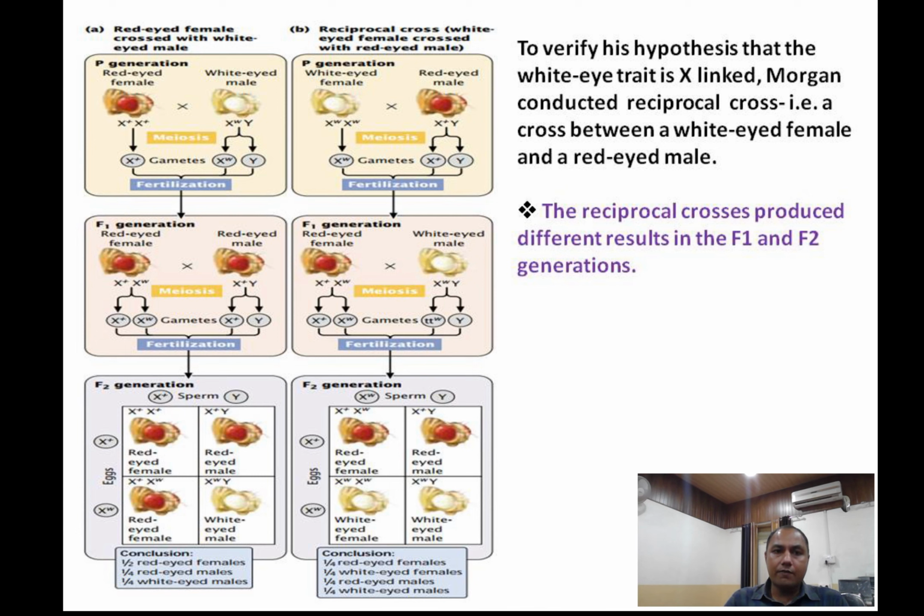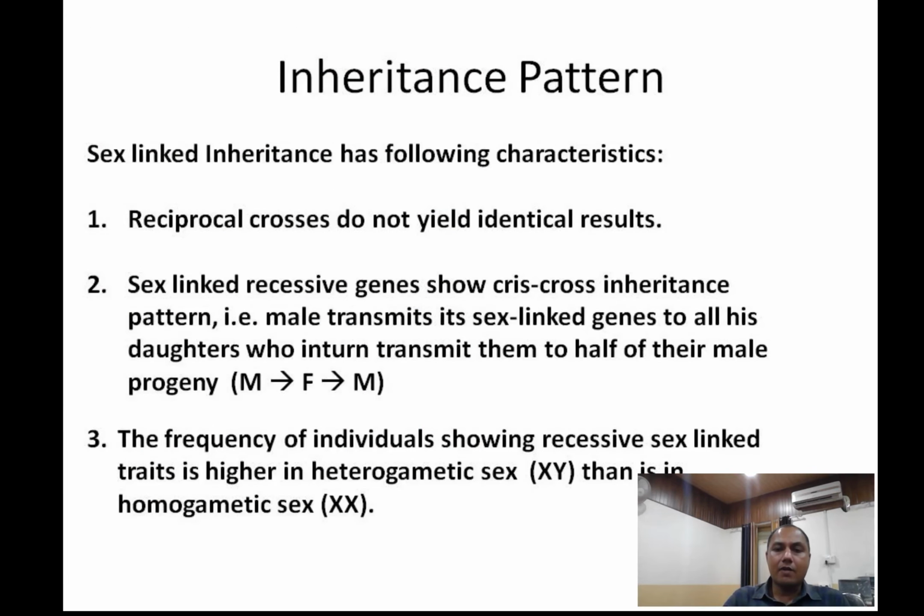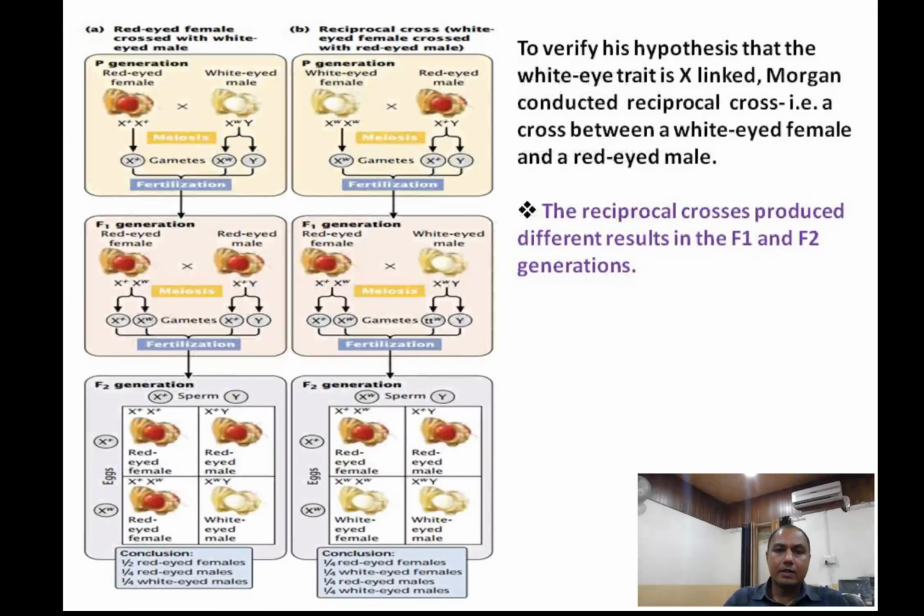So it is a kind of crisscross inheritance pattern that we will see. By this experiment we can conclude how the sex-linked characters are inherited. They are following some patterns. Firstly, the reciprocal crosses do not yield the identical results, that we have seen already here. This is the reciprocal cross to this original cross.